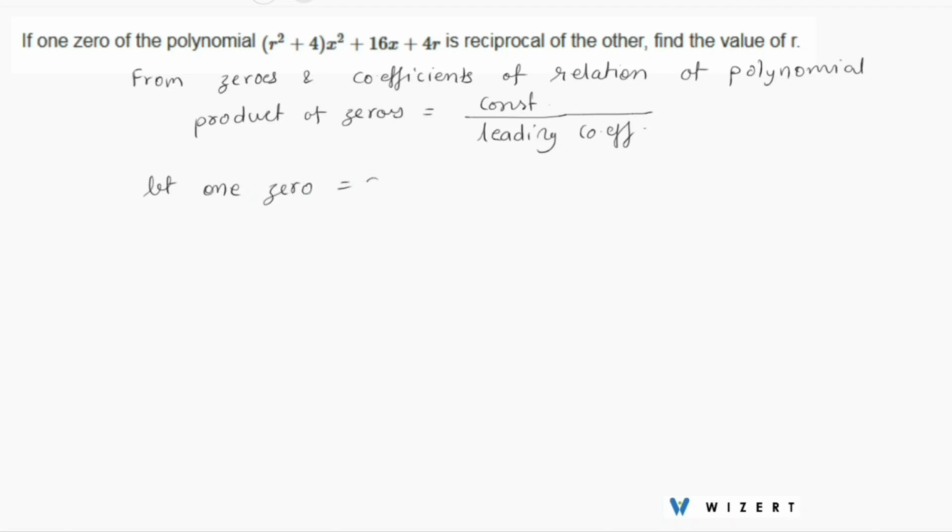zero equal to a, therefore the other is reciprocal of a, that is 1 by a. Therefore we can say product of zeros equal to a multiplied by 1 by a equal to 1. Now this has to be equal to constant term, which is 4r, divided by leading coefficient, which is r square plus 4.